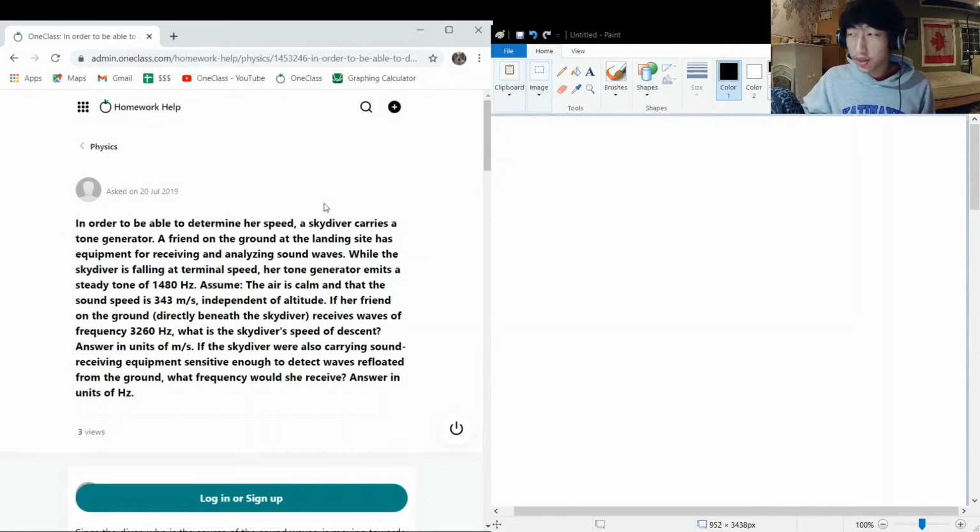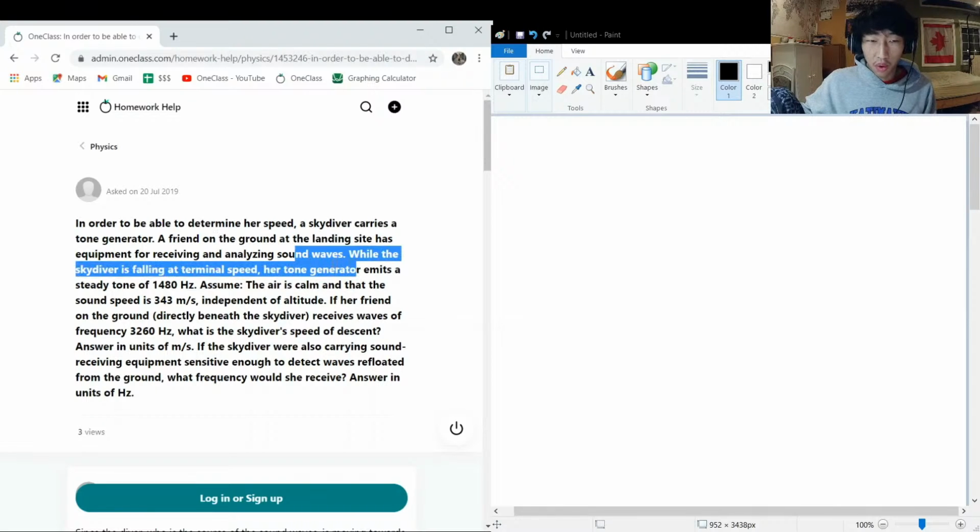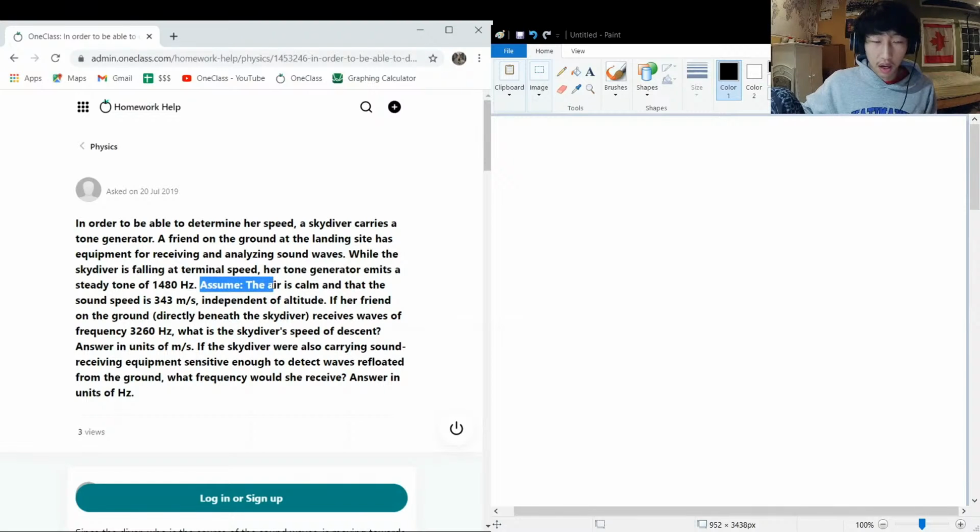Okay, the next question that we got on the menu today is asking us, in order to be able to determine her speed, a skydiver carries a tone generator, which is pretty much just a speaker. A friend on the ground at the landing site has equipment for receiving and analyzing sound waves. While the skydiver is falling at terminal speed, that means her speed is constant as she's falling. Her tone generator emits a steady tone of 1480 hertz. That might sound like a bass guitar or something like that. Assume the air is calm and that the speed of sound is 343 meters per second, independent of altitude.